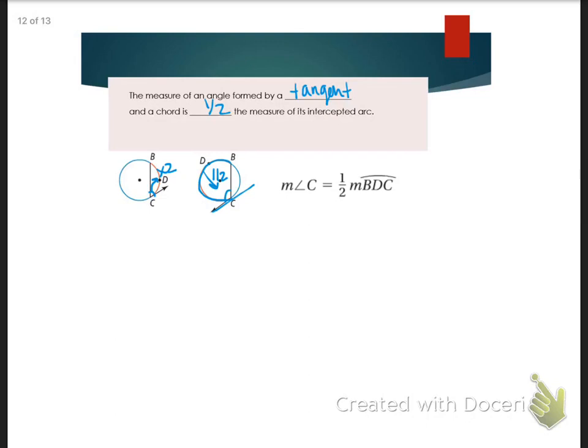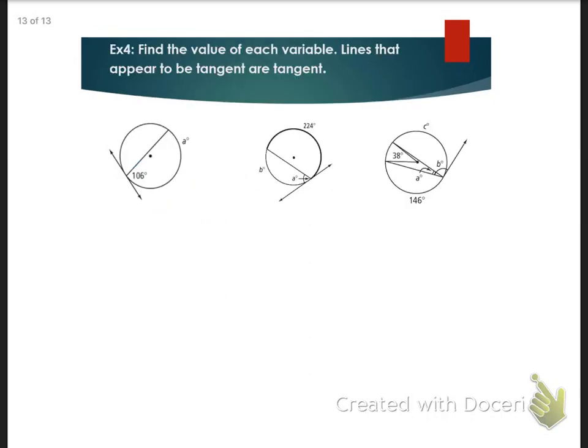It's just we're working with this tangent line and its chord, which is the other black line. Okay, so its angle, I'm coming out to its arc, so I'm going to double it. So 106 times 2 is 212.